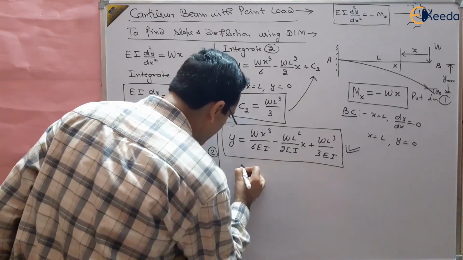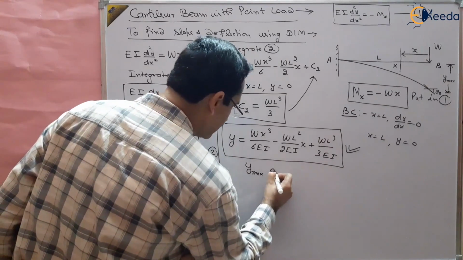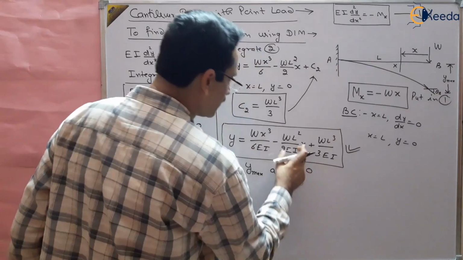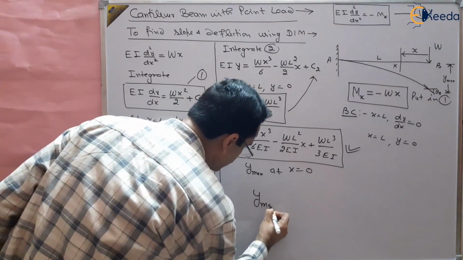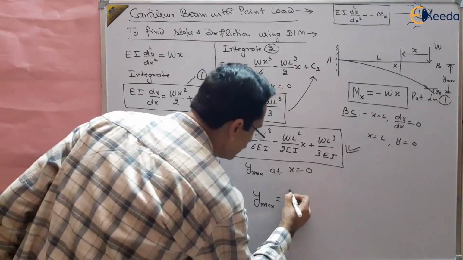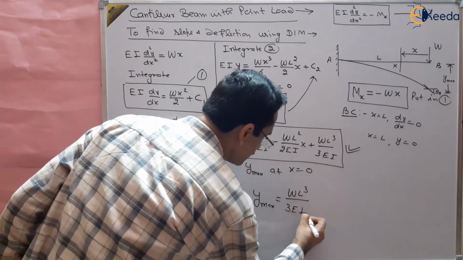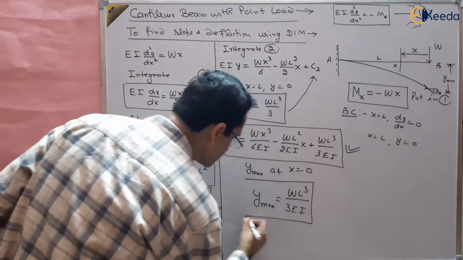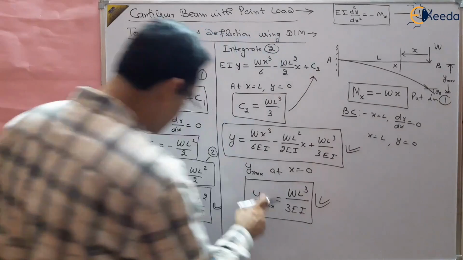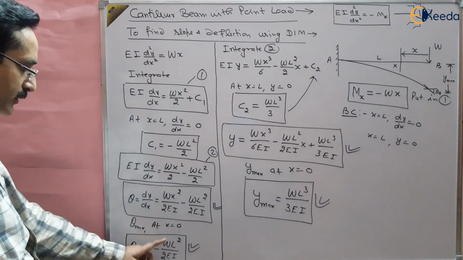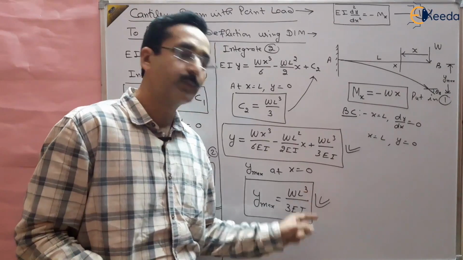So y max will be at x equal to 0. Put here x equal to 0, you will get the maximum deflection. So y max will be equal to wL cube by 3EI. So this is the maximum deflection, right? So this we wanted to solve, maximum deflection and maximum slope. So maximum slope is wL square upon 2EI, maximum deflection is wL cube by 3EI.